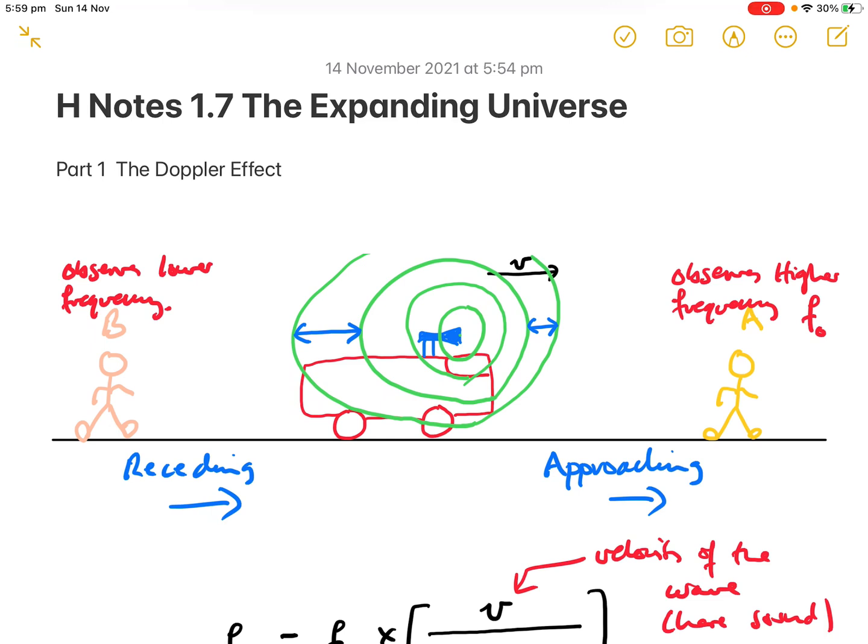Higher Physics Notes, Unit 1, Section 7, The Expanding Universe. And this is Part 1, the Doppler Effect.